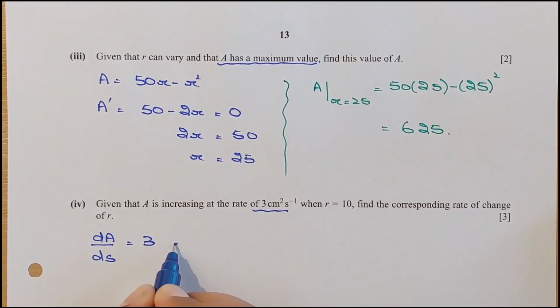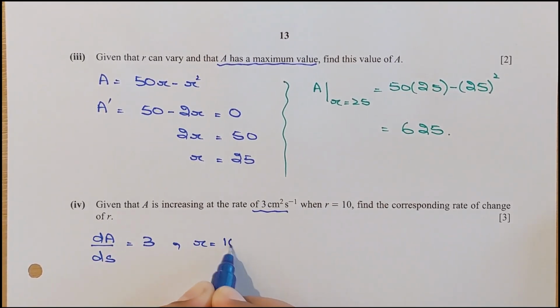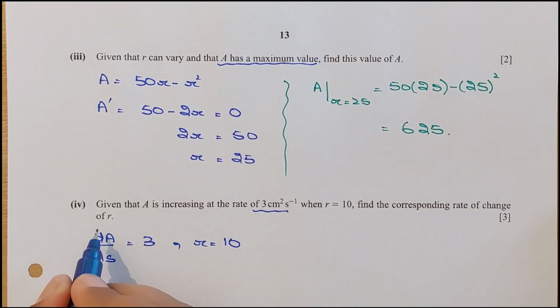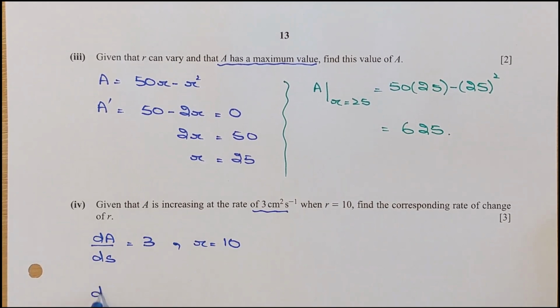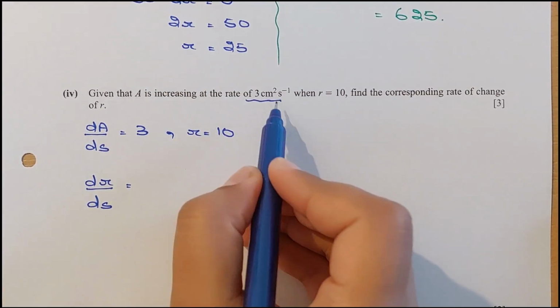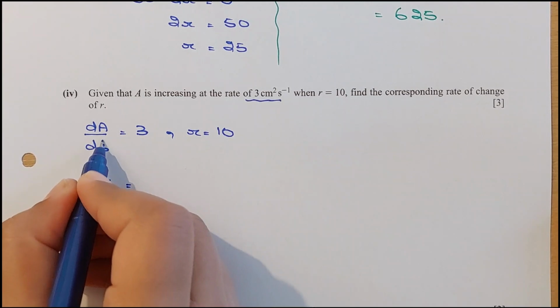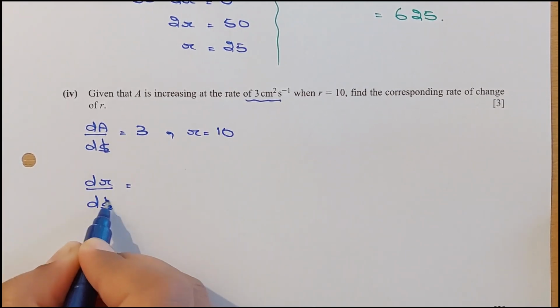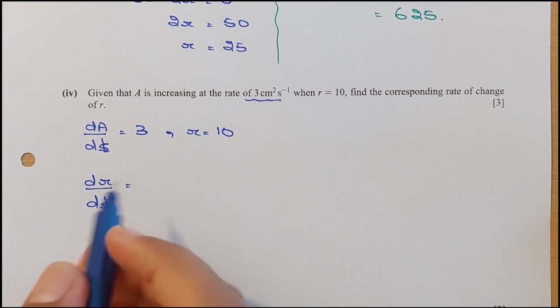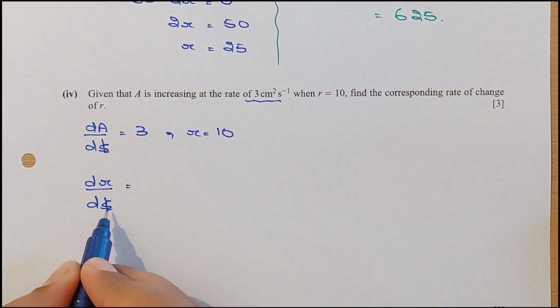When r equals 10, find the corresponding rate of change of r. So we have to find dr over dt, sorry, t is for time. So dr over dt, the derivative of r with respect to t.